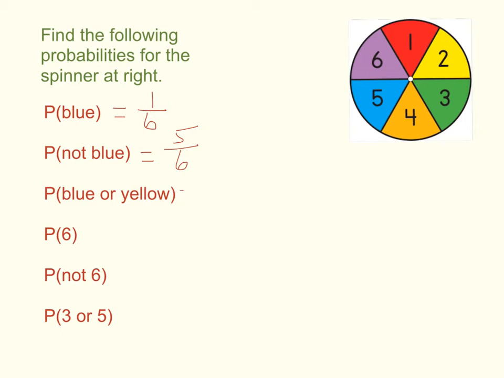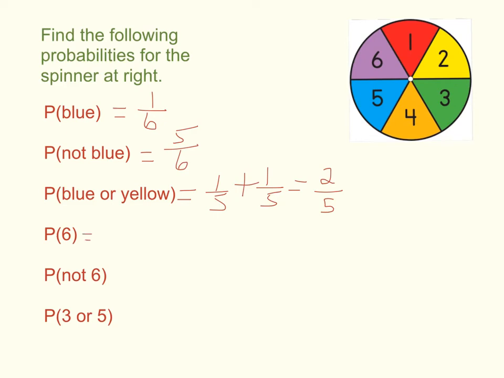All right. Then I have my probability of blue or yellow. Well, blue is 1/6, yellow is 1/6. But if I'm happy with both of those, that means there's 2 ways on this spinner that I will be happy. I'll be happy if I get the yellow, I'll be happy if I get the blue. So there's 2 ways to make me happy, so then the probability is 2/6.